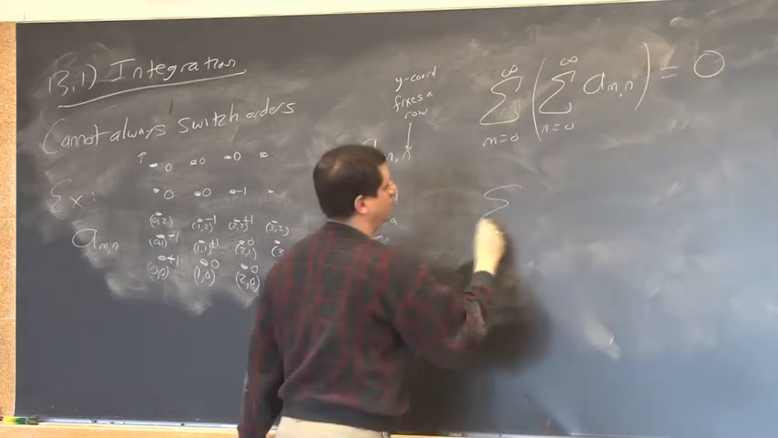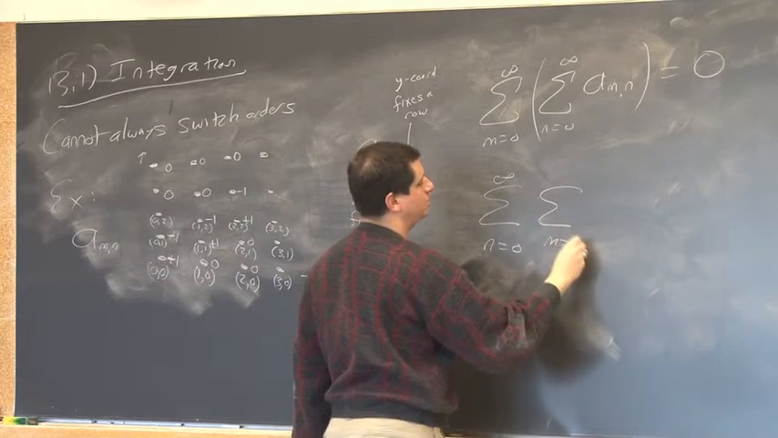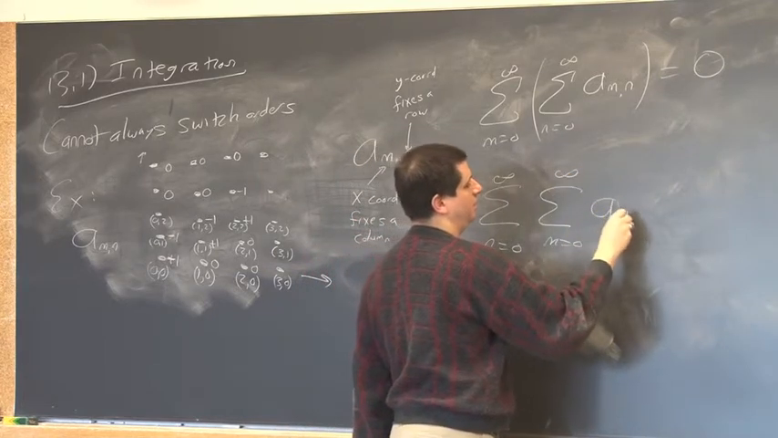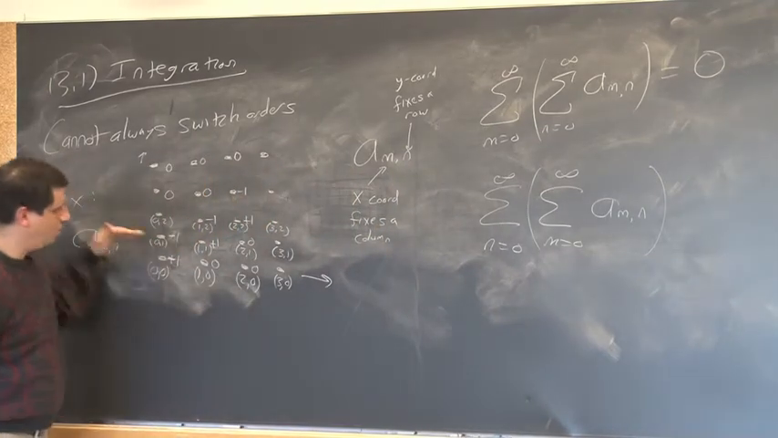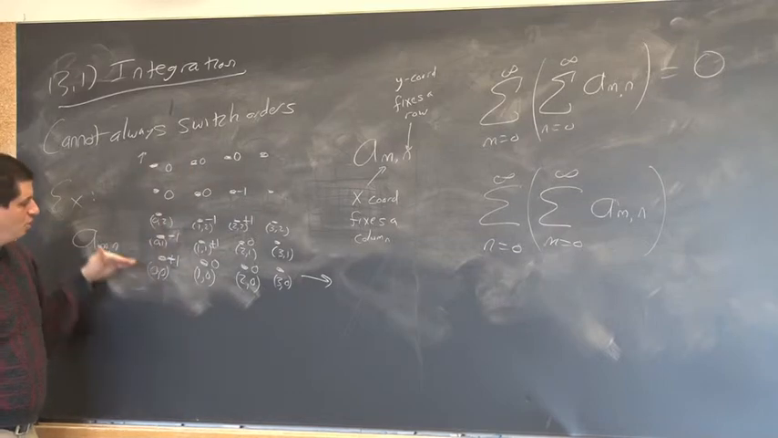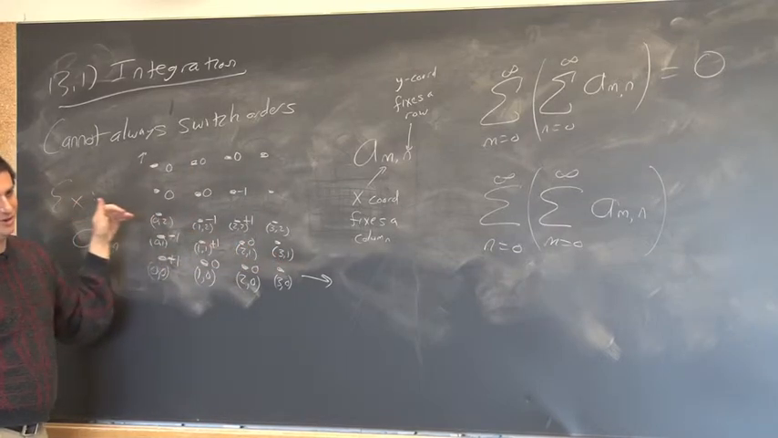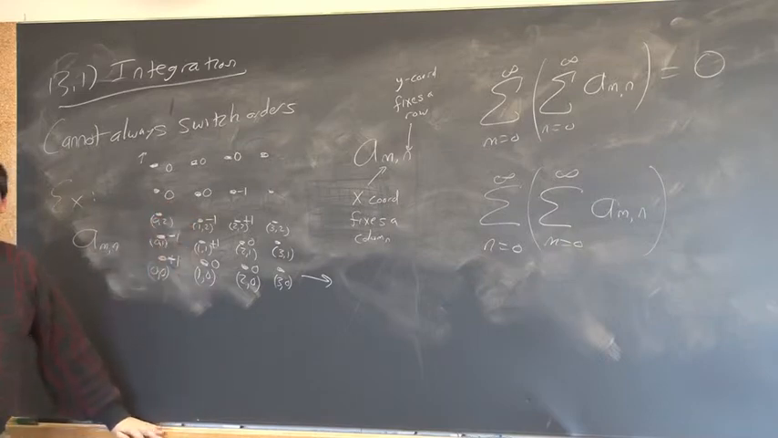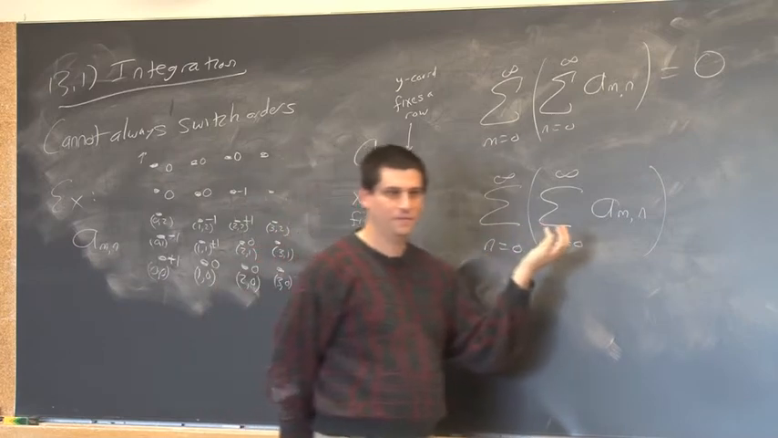Let's do it the other way. The sum n goes from 0 to infinity, the sum m goes from 0 to infinity of a_mn. So now what I'm doing is I'm fixing a row, and I sum over the row, and then I add up all the different row sums. What's the sum of the first row, second row, third row? All the other rows sum to 0. So what do I get if I sum in this order? 1.